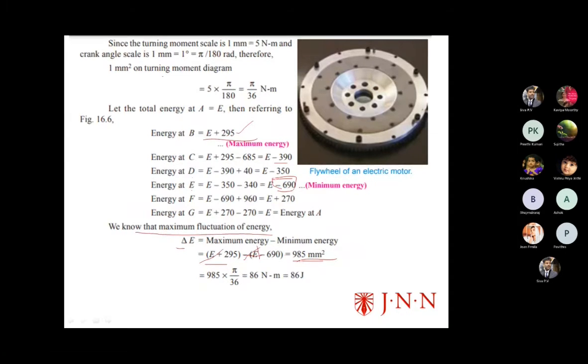Now, 1 mm square means what? Pi by 36 Newton meter. So delta E in terms of mm square is the energy. But if we want torque in Newton meter, then we convert with pi by 36. So 985 into pi by 36 is equal to 86 Newton meter, or 86 joule. So 1 Newton meter is equal to 1 joule. So 86 Newton meter is 86 joule.